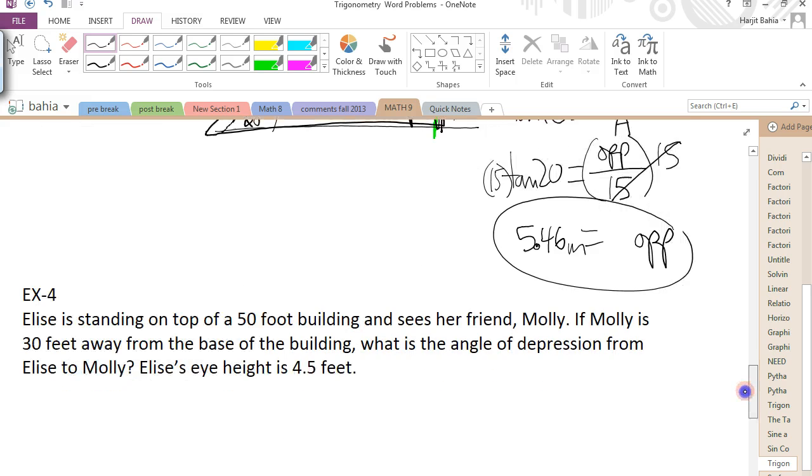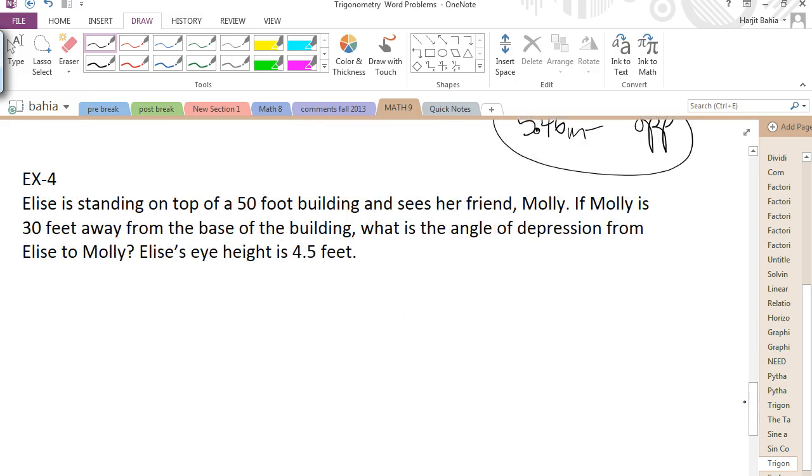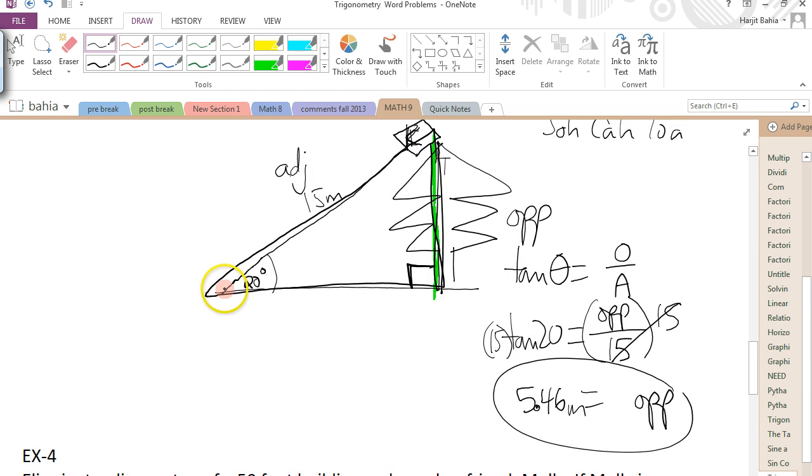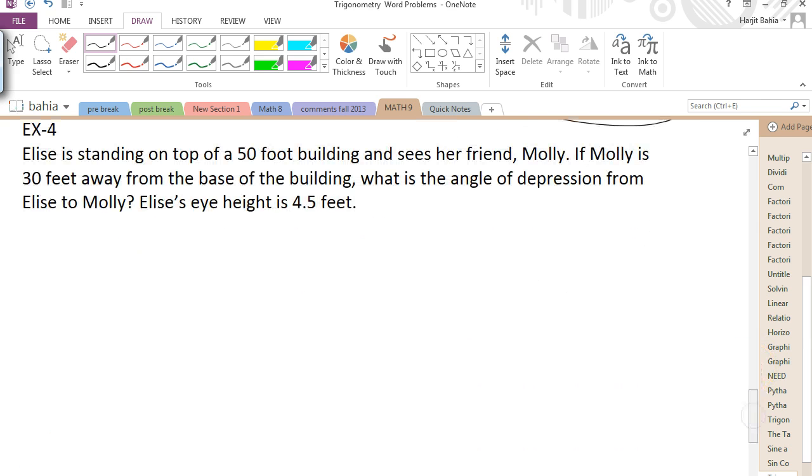Done. Okay, last one. Elise is standing at the top of a 50-foot building and sees her friend Molly. If Molly is 30 feet away from the base of the building, what is the angle of depression from Elise to Molly? By the way, Elise's eye height is 4.5 feet. Now this question's a little better. But in the question up here, you've got a kid holding a string, and we have to sort of account for that height there, right? The kid's not on the ground, it's not like an ant holding onto the string. This is kind of more realistic, this question here.